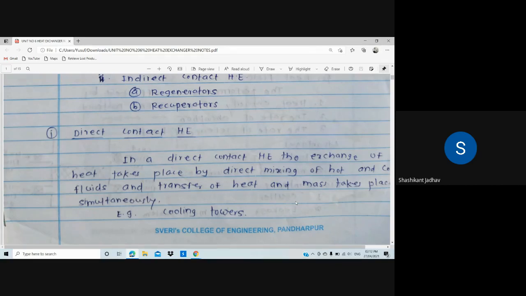Okay, so what is meant by direct contact heat exchanger? In a direct contact heat exchanger, the exchange of heat takes place by direct mixing of hot and cold fluids, and transfer of heat and mass takes place simultaneously. Okay, and what is the example for this direct contact heat exchanger? That is cooling towers. So write down the example: cooling tower.